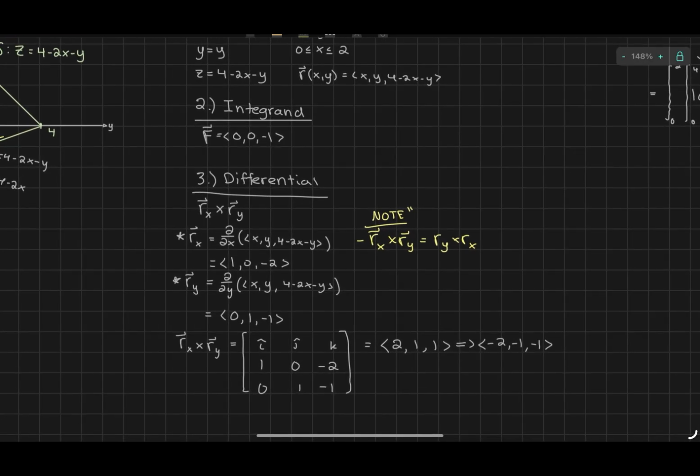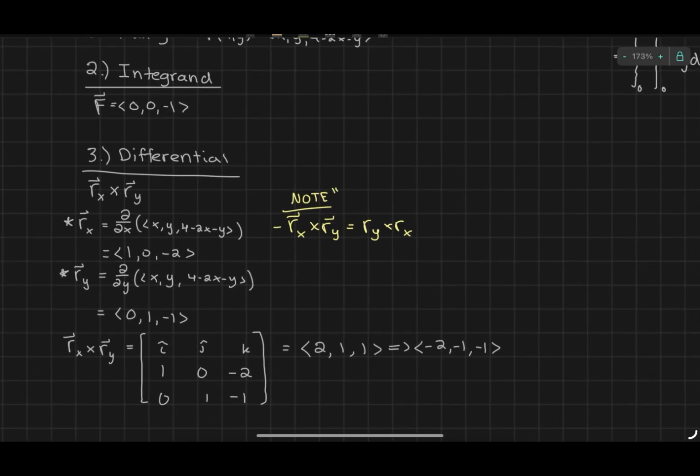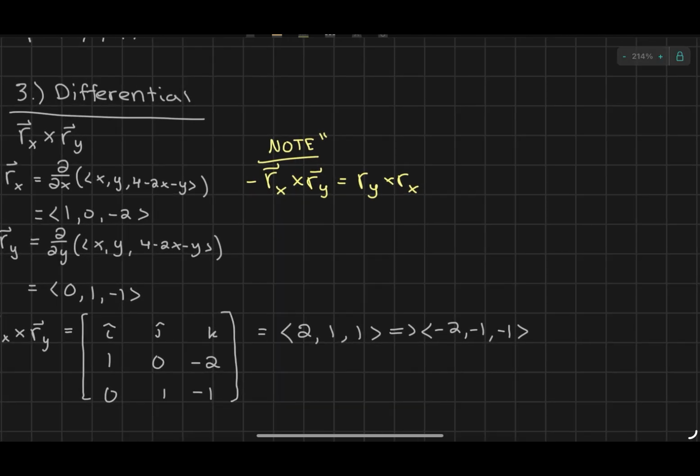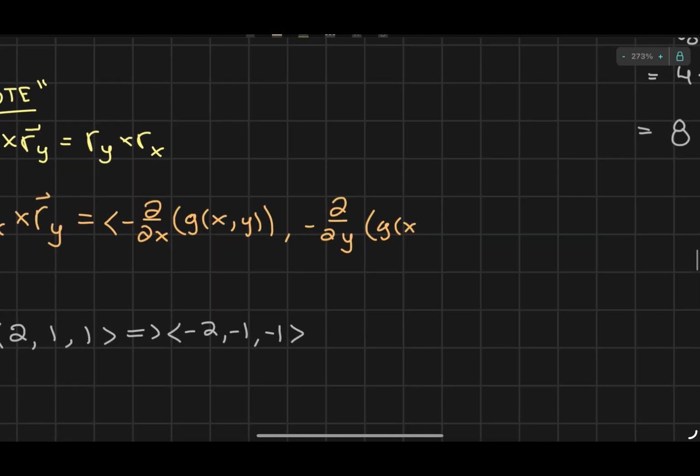So instead of calculating our differential by doing our partials of our parameterized surface with respect to x and with respect to y and taking the cross product, what we can actually do is, when there is an explicitly defined surface, our r sub x cross r sub y is going to equal the negative partial of our z function, z of xy, well, g of xy, with respect to x, then the negative partial of our g of xy with respect to y, and then that will be 1.